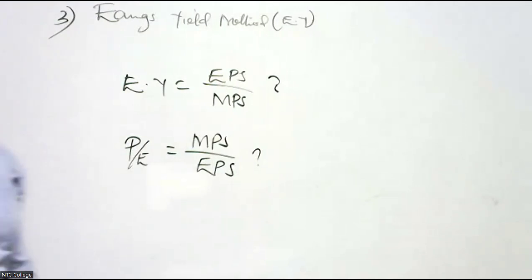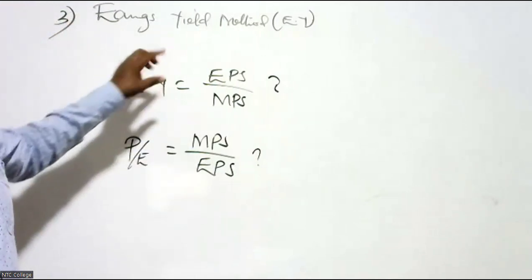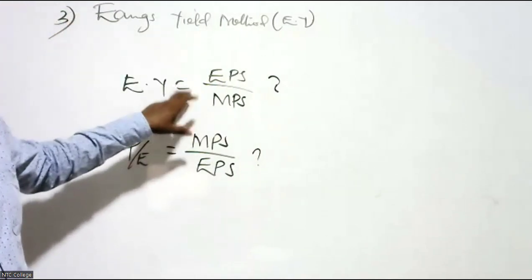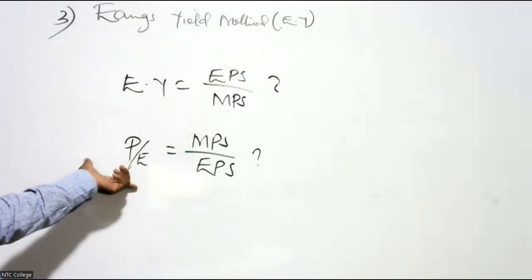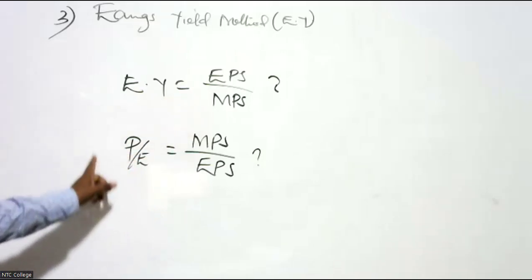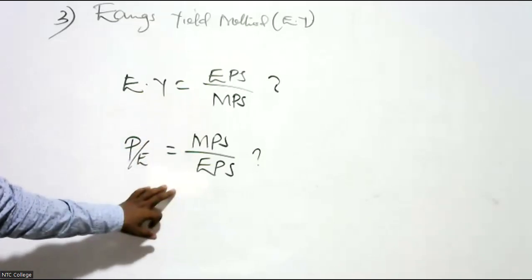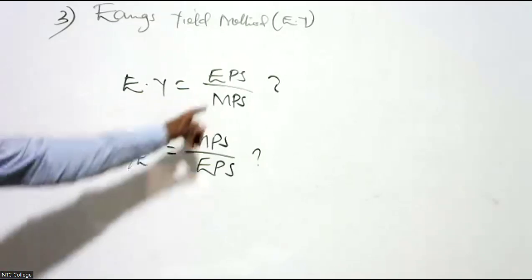Are you seeing some similarities here? Earnings yield method is EPS over MPS, but P/E ratio is MPS over EPS. So we are dealing with this.